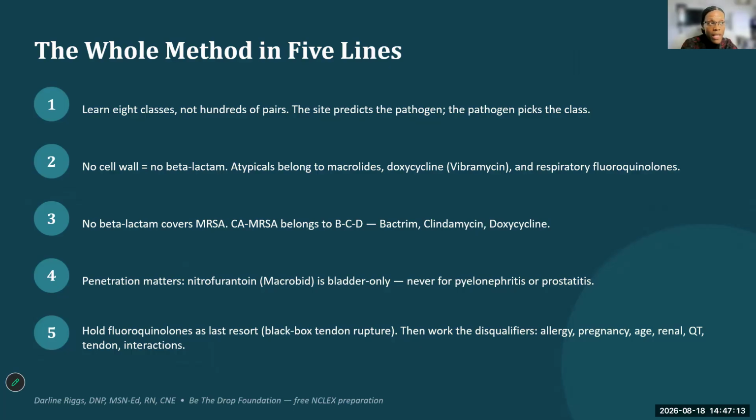Penetration matters. So if it's a lower bladder infection, then your nitrofurantoin is fine unless there's another contraindication. If it's higher, like pyelonephritis or prostatitis, you need something that penetrates the tissue for those. So Macrobid would not work. Hold fluoroquinolones for your last resort. There are many other drugs that will work great without all the side effects and adverse effects. So weigh your pros and your cons. Okay, always look at your disqualifiers. How old are they? Are they pregnant? Do I have a QT prolongation? Like, what's going on with this client?